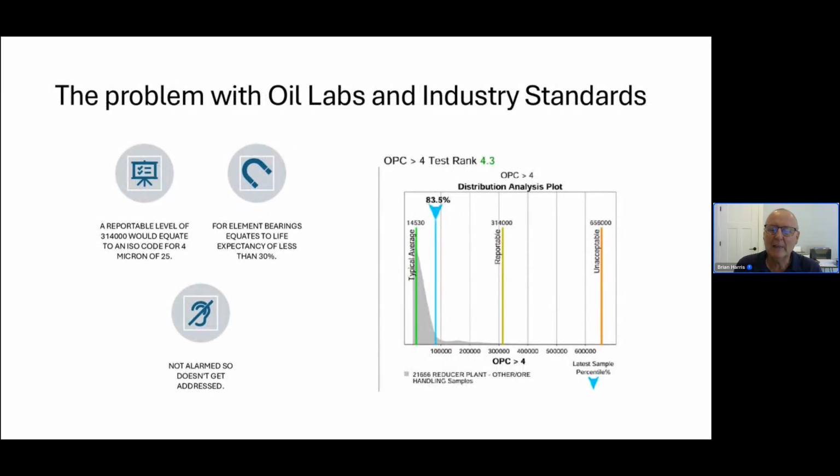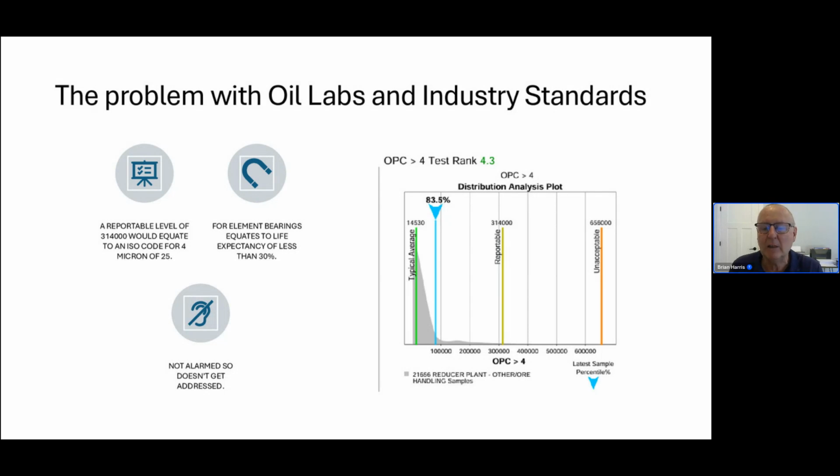So we get into the problem with oil labs and industry standards. When we look at this distribution analysis plot, this is what you'll find on your oil sample report. It gives you numbers which may not make any sense to you, but what it says is, for this particular industry, a plant reducing ore, basically a mine site, it's taken data from over 21,000 reducers, so it's basically global, probably over the whole of North America, and assessed the data.